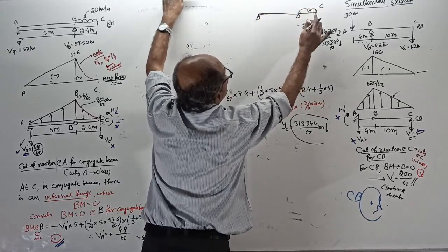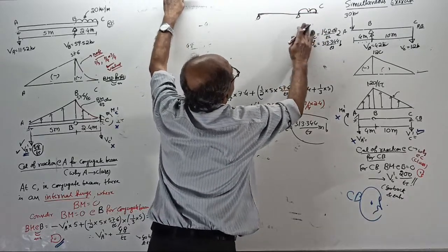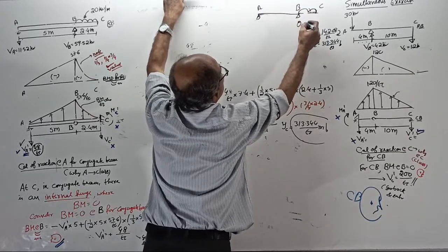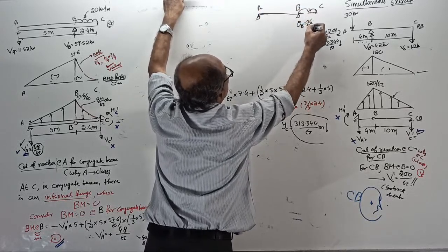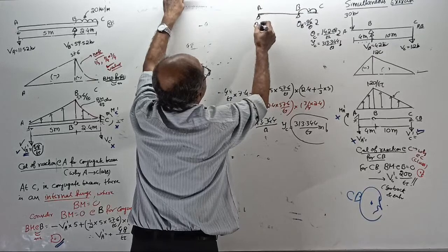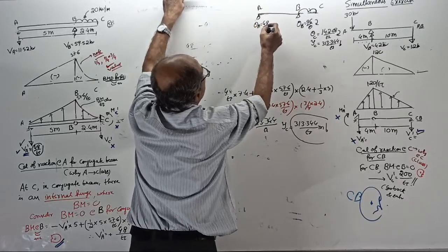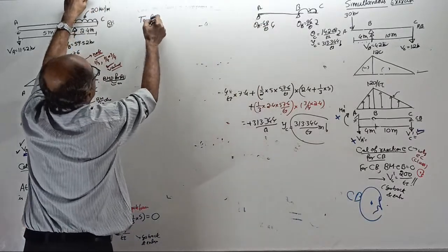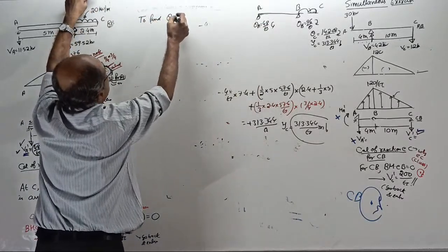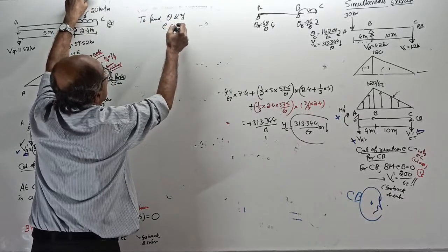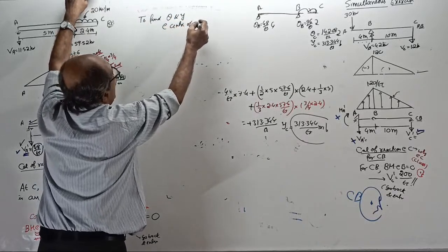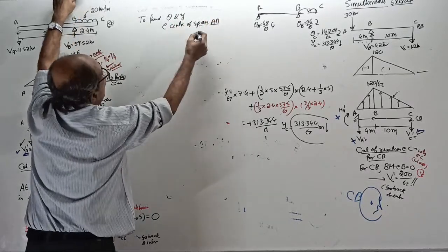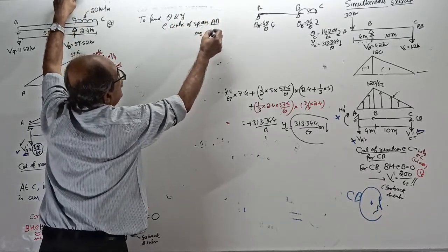It was 96. Okay, this is theta, this is B, this is A. Theta B is 96 by EI clockwise. Theta A is 48 by EI anti-clockwise. Okay, now lastly, to find slope and deflection at the center of span AB. Span AB, let us give some name, I will call it D.